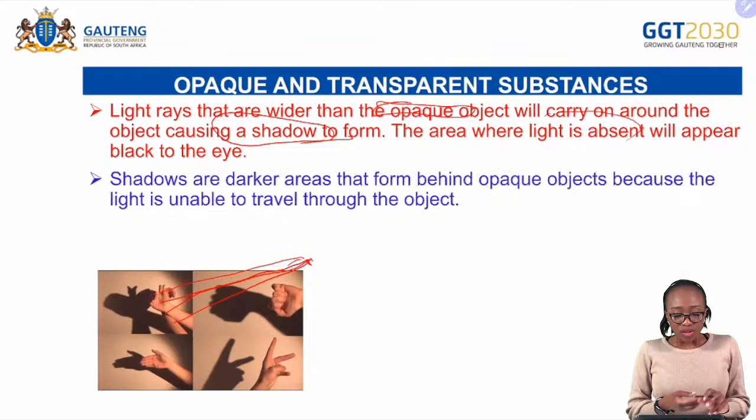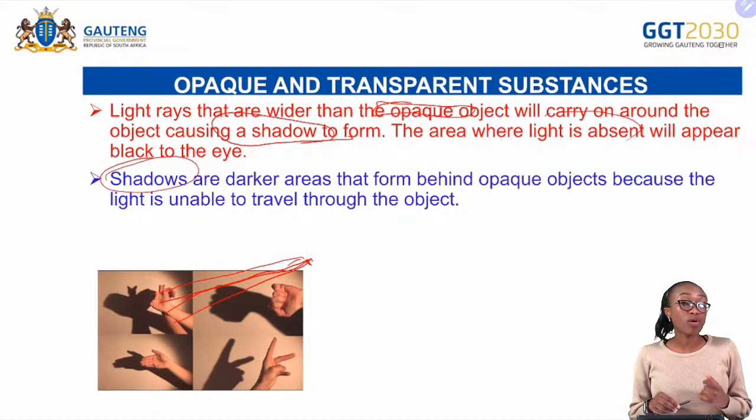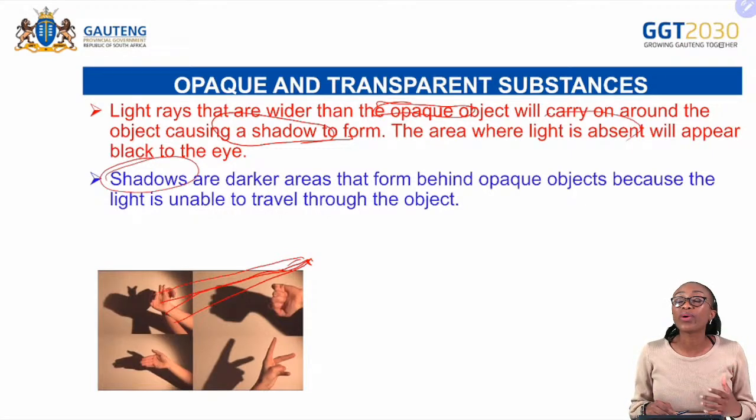So what are shadows? Shadows are darker areas that form behind an opaque object because the light is not able to travel through the object. So now I'm sure you've learned something new. You've seen a shadow before, and now you know a shadow is a dark area that forms behind an opaque object because the light is unable to travel through the object. That is what we call a shadow.